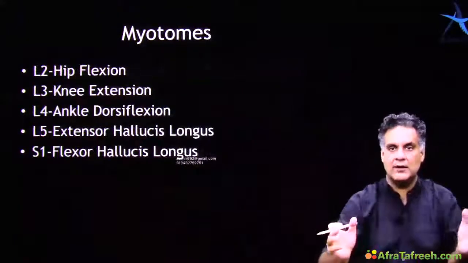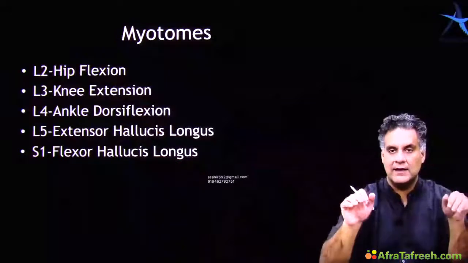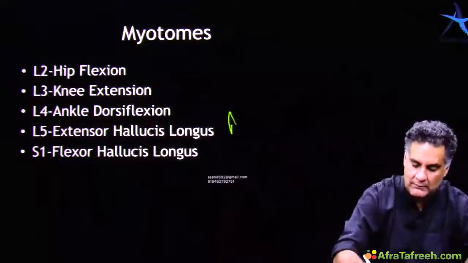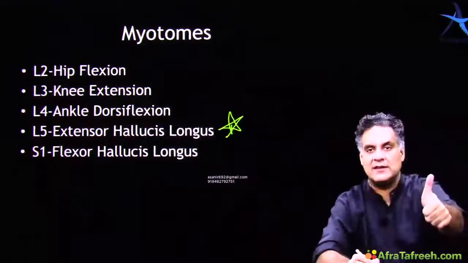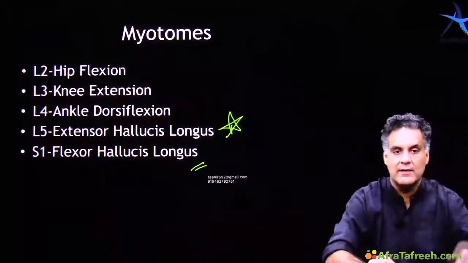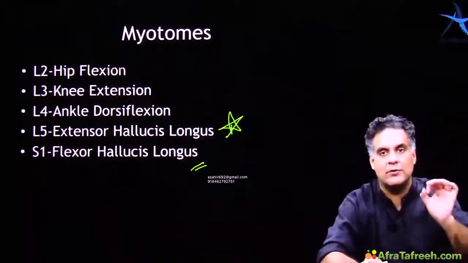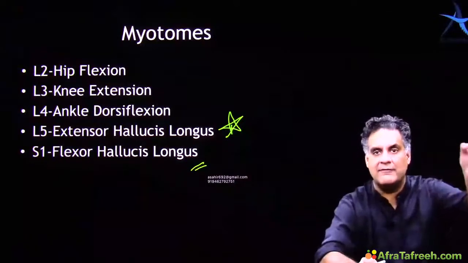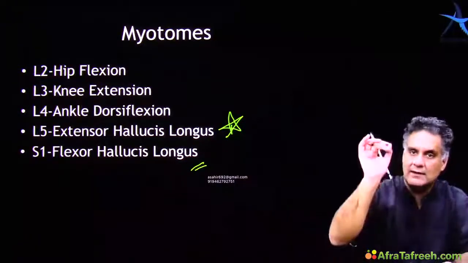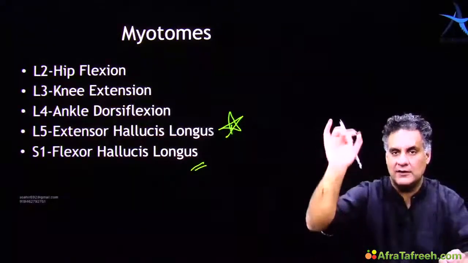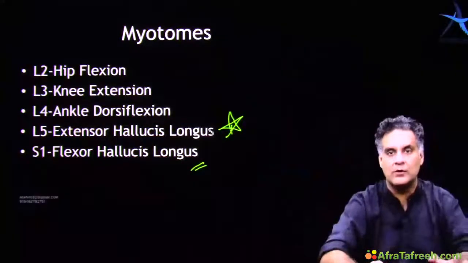And when you look at the lower limb, L2 is hip flexion. L3 is knee extension. L4 is ankle dorsiflexion, but what you need to remember, L5 is extension of the toe, called extensor hallucis longus, and S1 is flexor hallucis longus. Why did I ask you to remember L5? Because it's the most commonly compressed nerve. Why? Because the most common disc prolapse described is L4-L5. And the disc will always compress the lower nerve root. So an L4-L5 disc will compress the L5 nerve root as a rule.